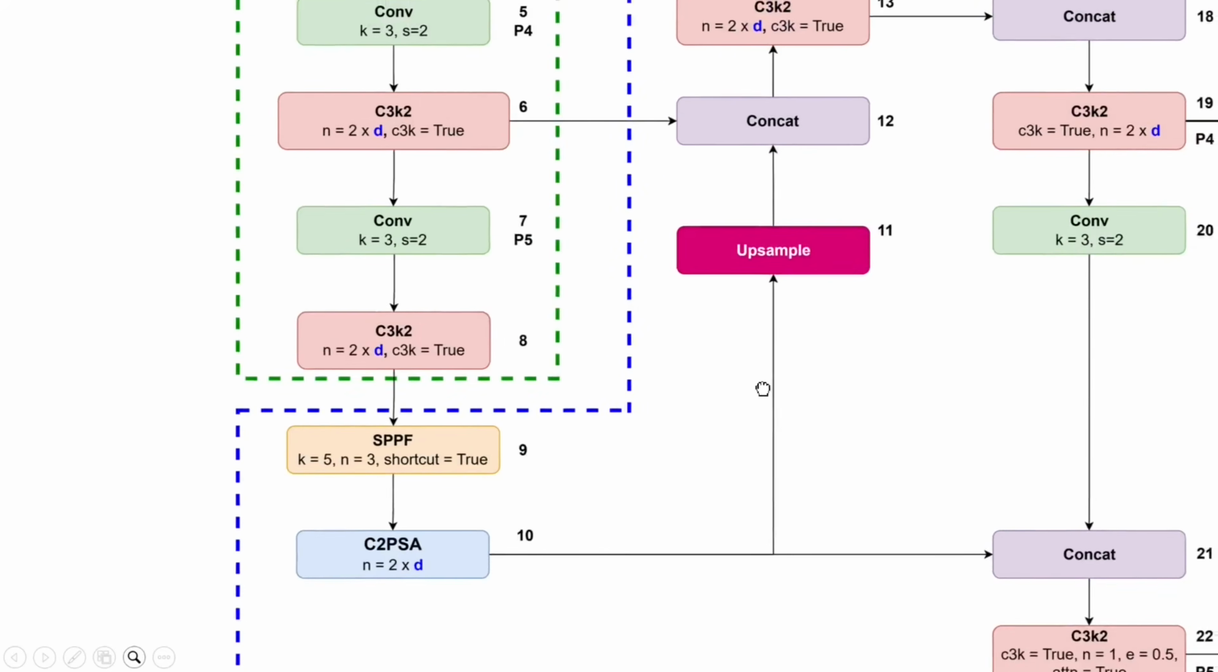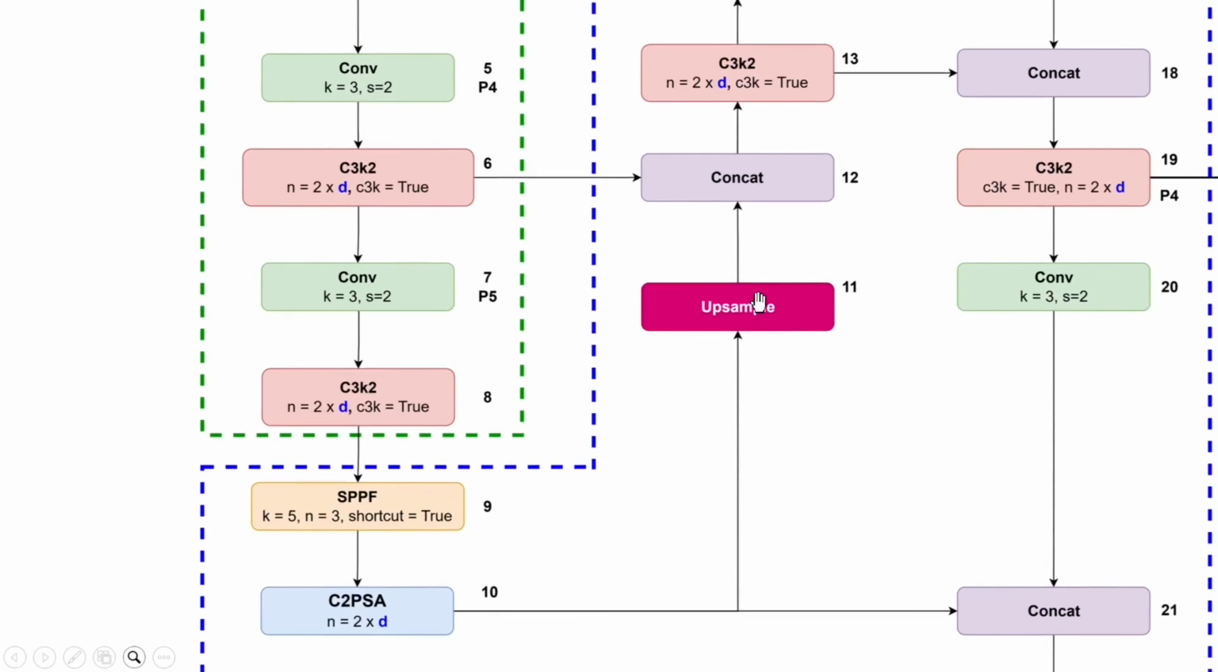Next, we have the upsample layer, which is used to increase the resolution of the feature maps. Similar to YOLO11, YOLO26 uses the nearest neighbor upsampling method. This method works by repeating the values of nearby pixels or elements of the input tensor to fill the newly generated pixels in the higher resolution feature map. In this case, the upsample layer is applied to the output of the C2PSA block to match its feature map resolution with that of the corresponding C3K2 block.